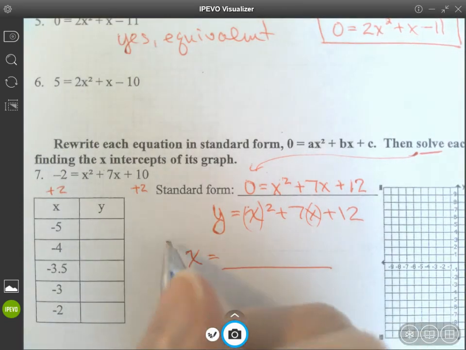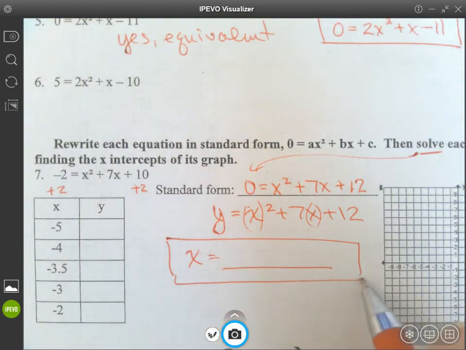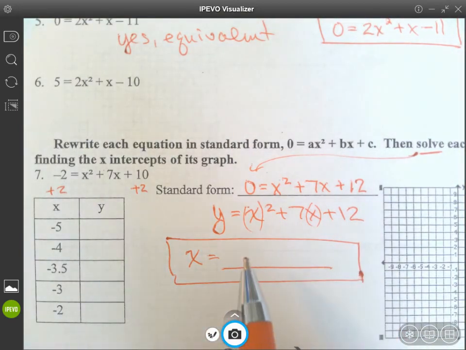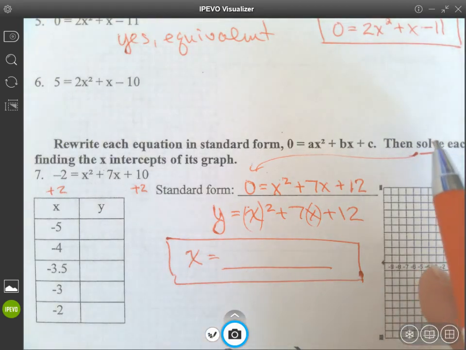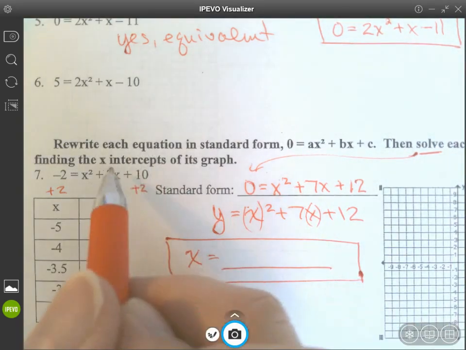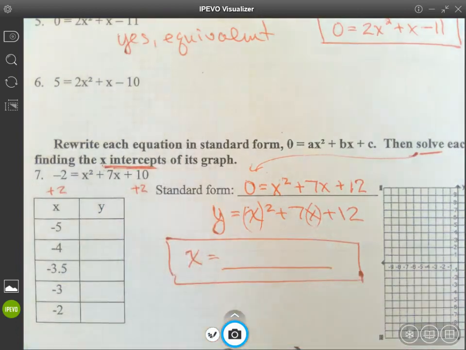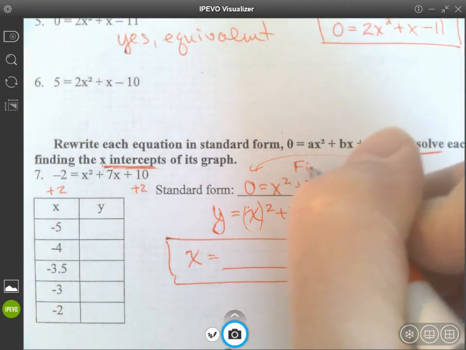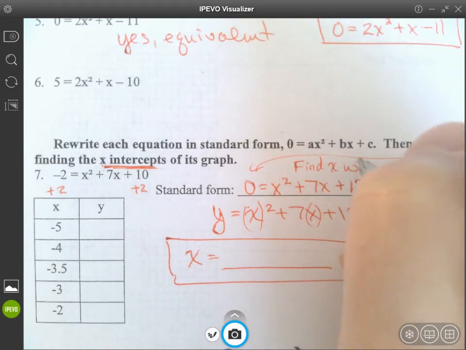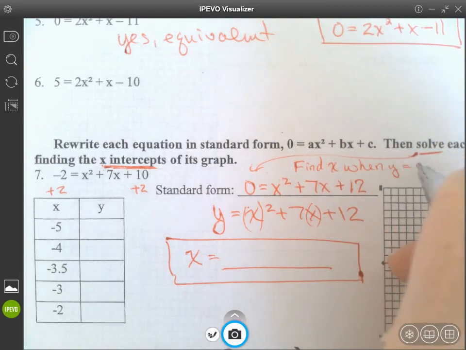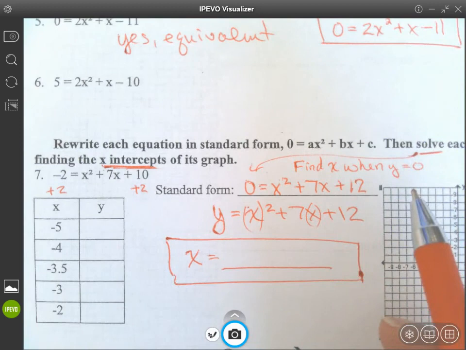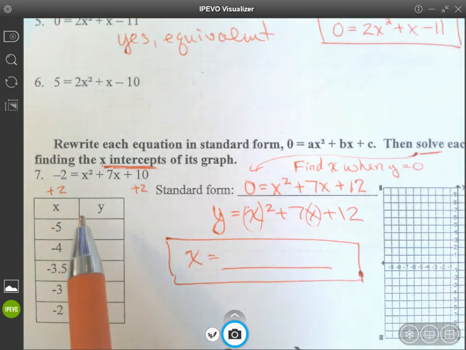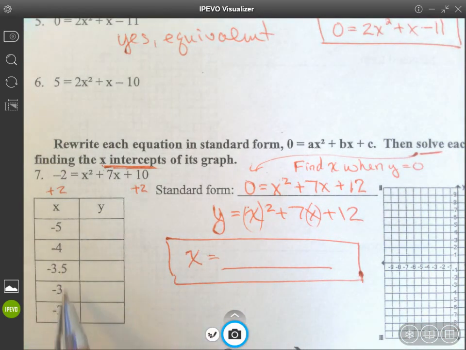So I need you to add that little x equals with a box, because a lot of people are just graphing it and they're forgetting that, hey, we're supposed to solve it. Now, when I'm asking you to solve it, you're supposed to be finding the x-intercepts. Where does it cross the x-axis? We are trying to find x when y equals 0. That's our goal.